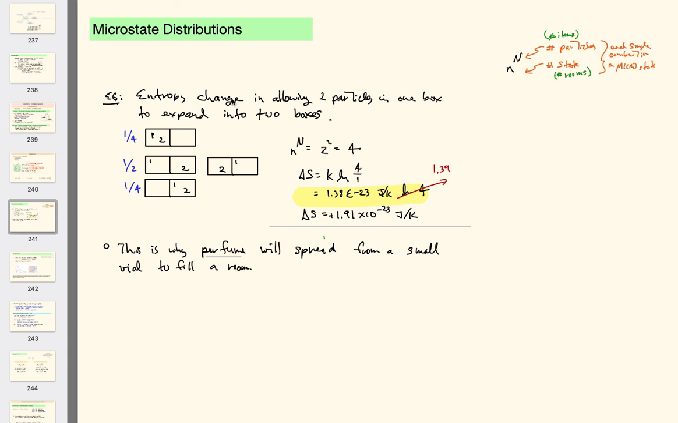Okay, so count the interchange of 2 particles in one box expanding into 2 boxes. So you have 2 particles, and this is how they did that. They got the number of microstates. Okay, so there we go. Microstate distributions. The book spends a lot of time on this. If you understand this one slide and know how to plug it into that one equation, you're golden. Okay, so we're going to stop it there.